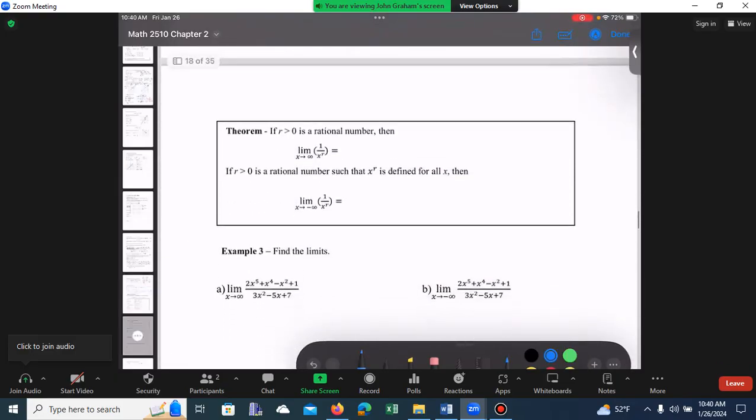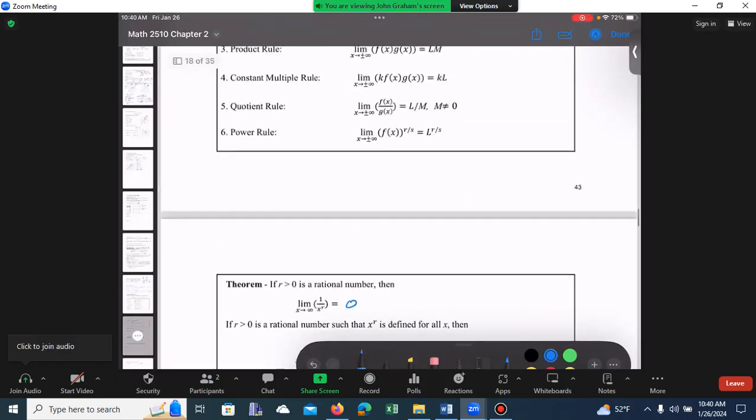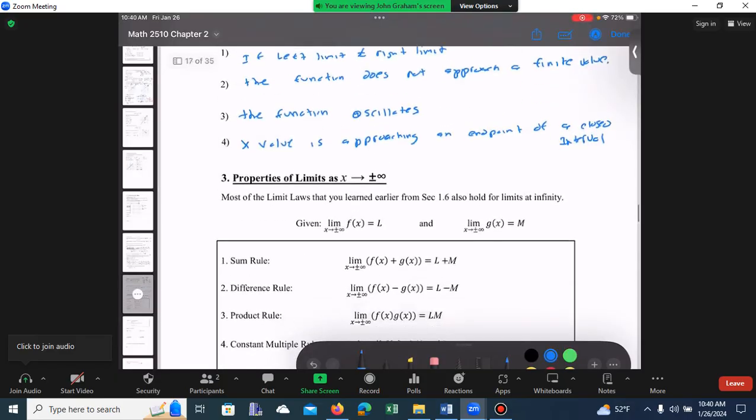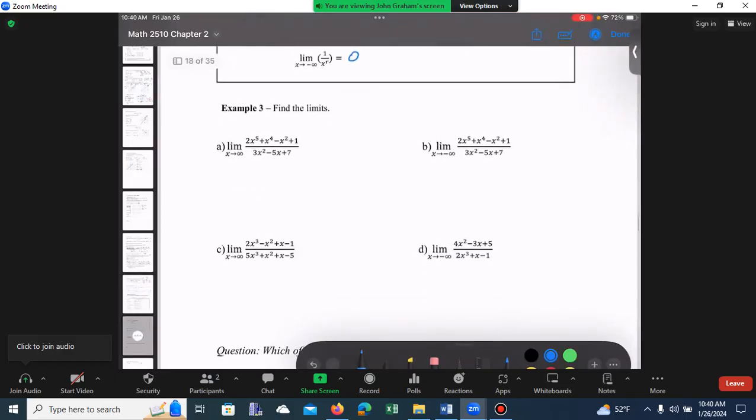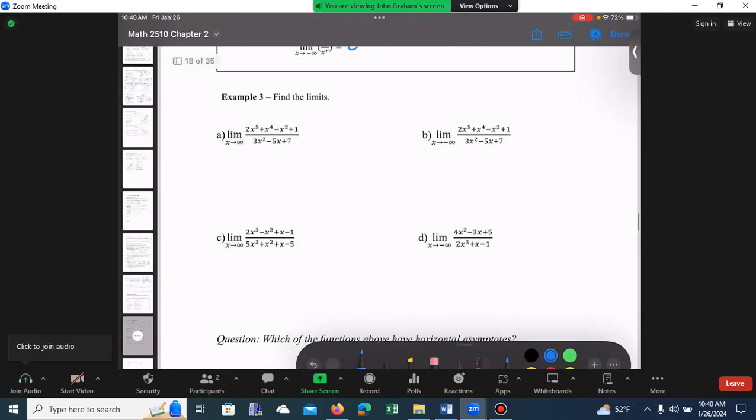And then again, as x goes to infinity or negative infinity of 1 over x to some power, these are going to go to 0. So we use all these rules in tangent to solve these problems. All right, so these next 4 are all going to be x going to infinity or negative infinity.